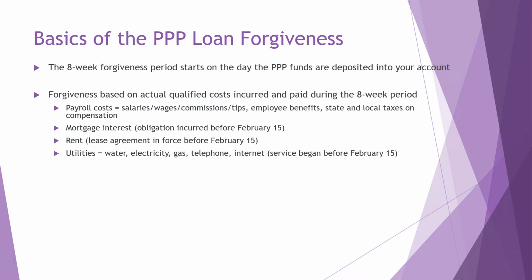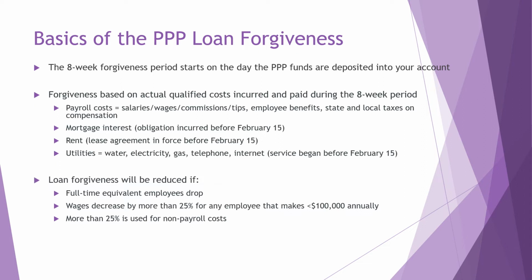So those qualified costs can be payroll costs, which include your salaries, wages, commissions, tips, employee benefits, which can be like health insurance, as well as state and local taxes on compensation, which would be like your state unemployment taxes you pay as an employer. You also could have mortgage interest as long as the obligation was incurred before February 15th. It can include rent as long as you have a lease agreement that was enforced before February 15th, and it can include utilities such as water, electricity, gas, telephone, and internet as long as that service began before February 15th.